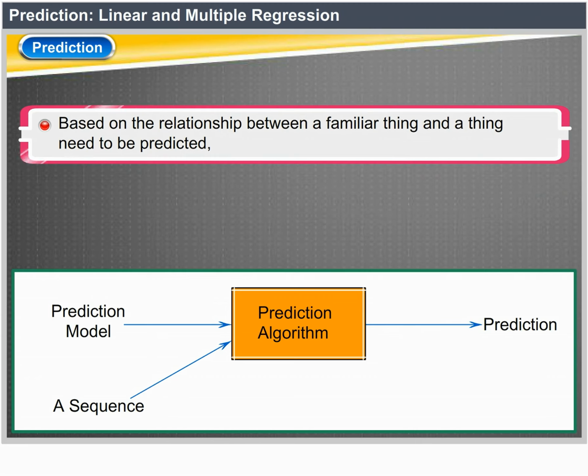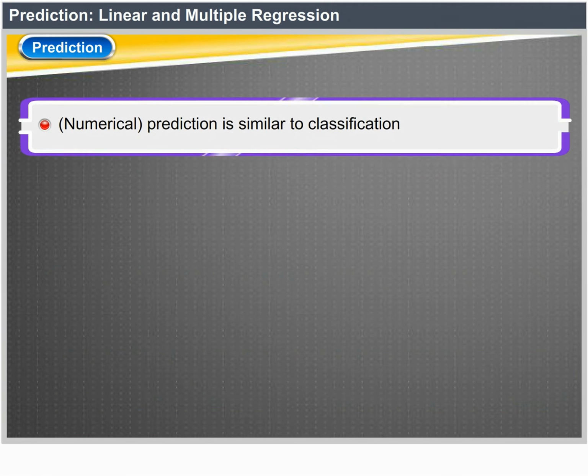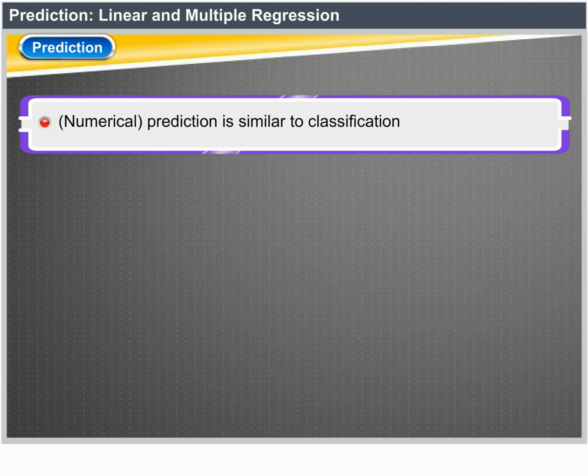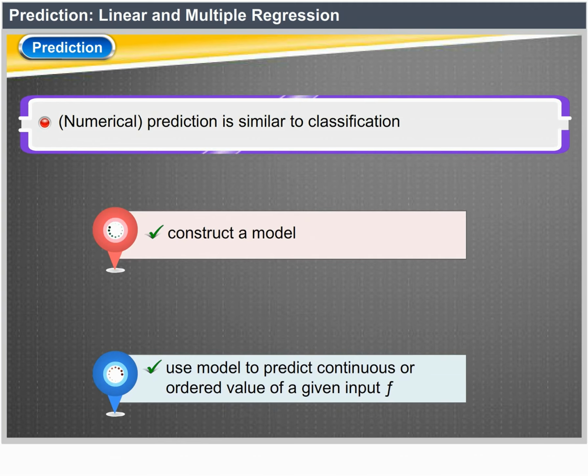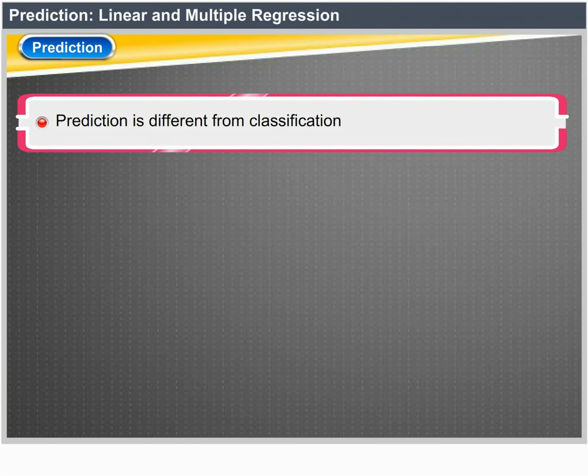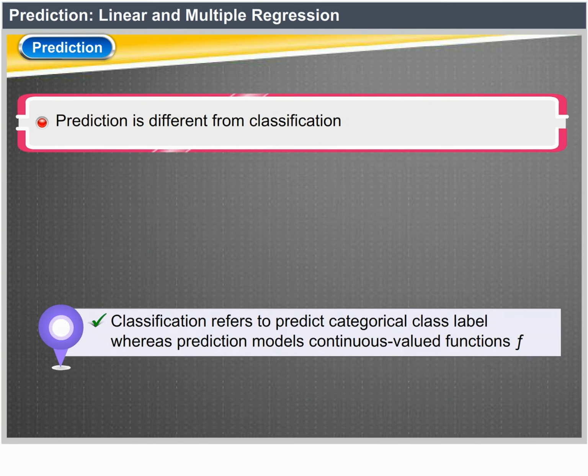Numerical prediction is similar to classification. Construct a model, then use the model to predict a continuous or ordered value for a given input. Prediction is different from classification. Classification refers to predicting a categorical class label, while prediction models continuous valued functions. The major method for prediction is regression.